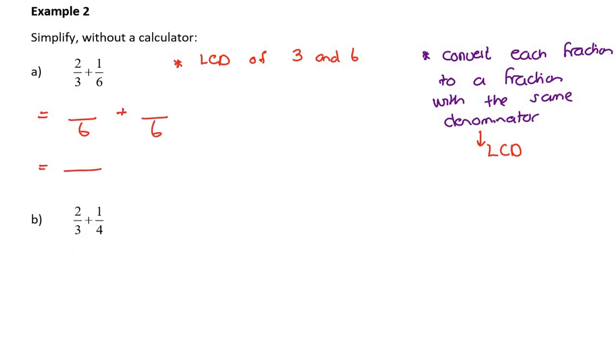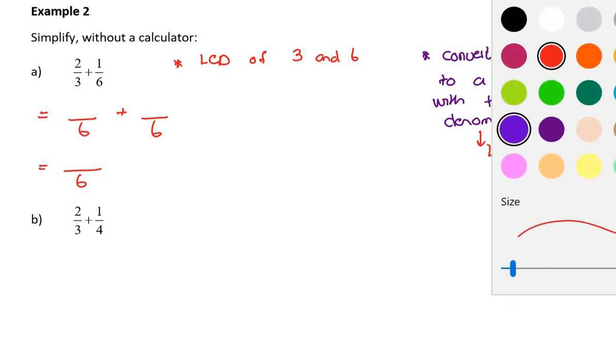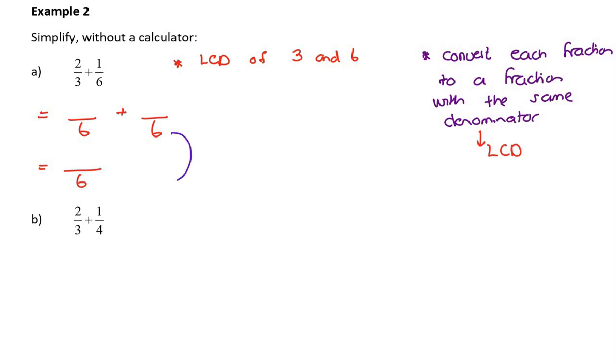And then my final answer will be a fraction out of 6. Remember, you don't add the denominators. You're not dividing the cake into more pieces, so we do not add the denominators. You're not changing the size of the pieces, you're just calculating how many you have. So do not add the denominators.